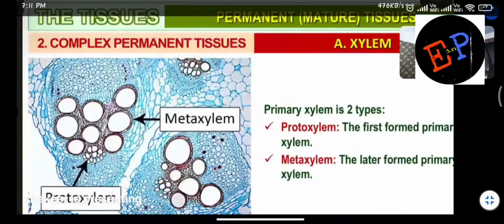So primary xylem is what? The xylem which is formed at the initial conditions of the plant is called primary xylem. When cambium is present between xylem and phloem, then you can find a secondary xylem also. Clear? No? That we will study later.